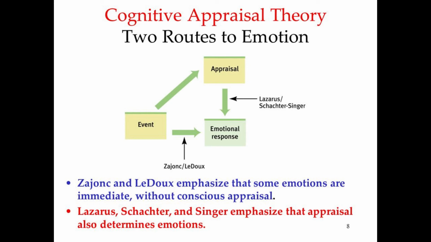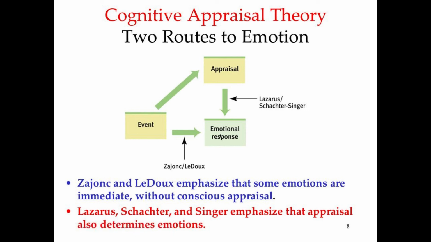And we know that the amygdala sends more information, more neural messages up to the cortex than it receives back, which is why oftentimes our feelings are able to override our cognition, or our thoughts might be clouded by the emotion. We may not think clearly and act rationally when we're very emotionally aroused. But what's happening here essentially is that Zajonc and LeDoux emphasize this notion that some of our emotions are immediate and they occur without any kind of conscious appraisal.